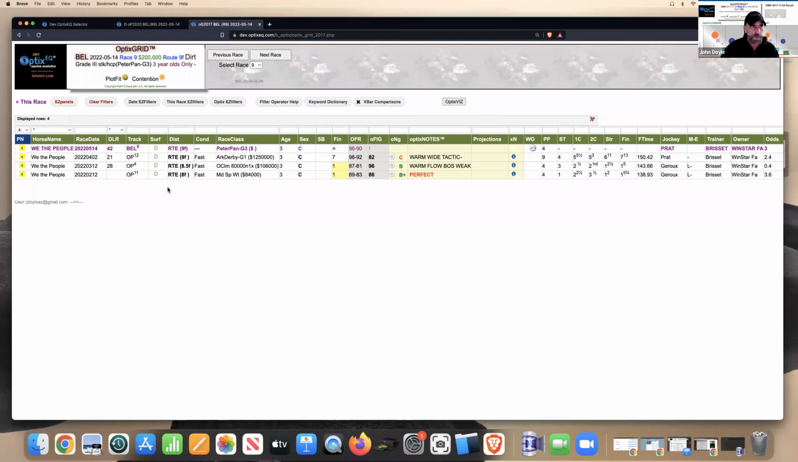The horse I think is the horse to beat is We the People. This horse was highly regarded going into the Arkansas Derby and just kind of didn't do anything. I want you to take a look at this horse when he gets on the track, because he gets really warm. You can see that, and I wouldn't hold too much against him. Just make sure he's not too worked up.